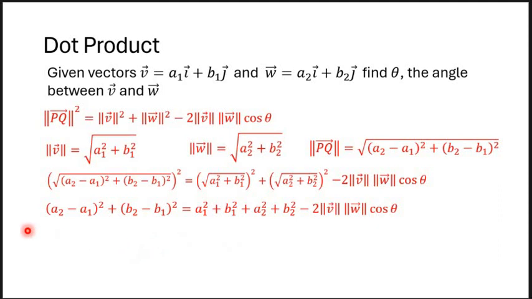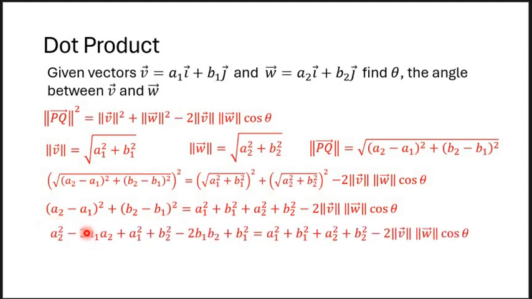So what I'm going to do next is FOIL the a2 minus a1 squared and the b2 minus b1 squared. First, outside, inside, last. That's going to give me a2 squared minus 2a1a2 plus a1 squared. When I FOIL this, it's going to be b2 squared minus 2b1b2 plus b1 squared. Everything else is staying the same.